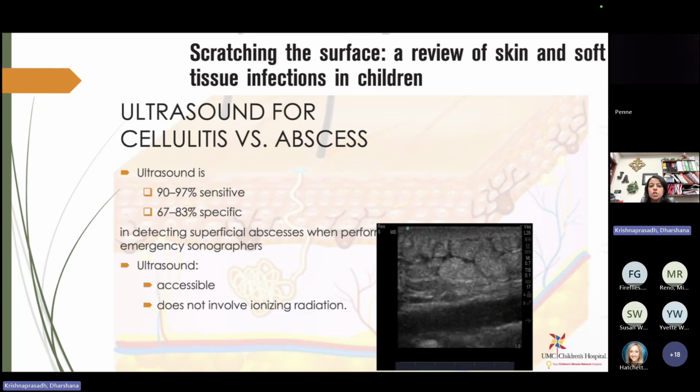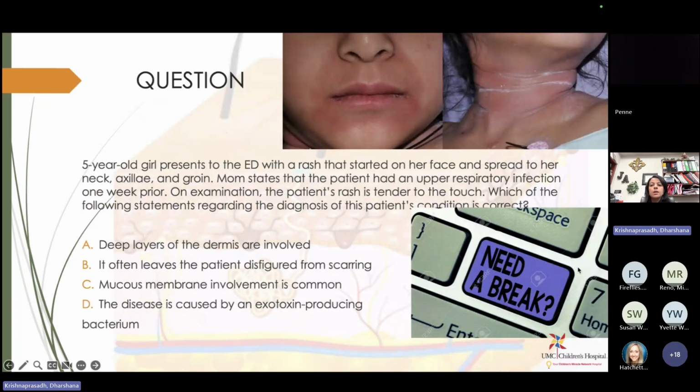It doesn't have any radiation, so it's quick and easy to perform. And for cellulitis itself, it has this classic cobblestone appearance where there is no hypodense lesion or pocket of fluid. This is all cellulitis that is seen in this picture.